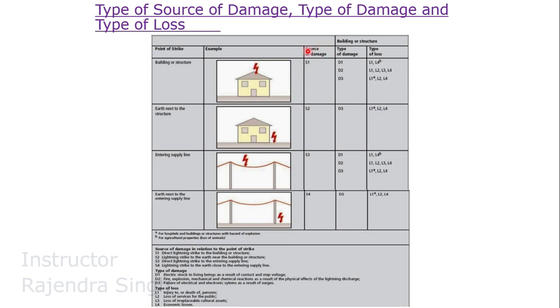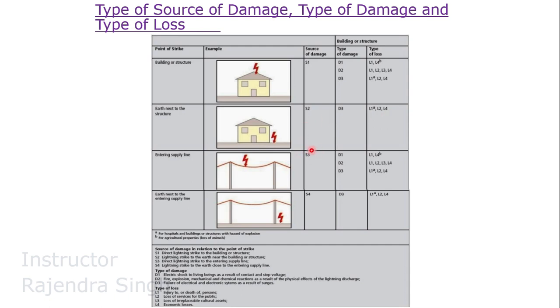Now, based on the source of damage S1, S2, S3 and S4, the types of damage are identified. If the source of damage is S1, it can give rise to 3 types of damage, which are D1, D2 and D3. Each damage can in turn result in a loss, which is L1, L4 for the D1 case. For D2, the losses can be L1, L2, L3 and L4. What L1, L2, L3, L4 represent, we will be seeing in our forthcoming slides. Similarly, damage D3 under S1 can lead to losses L1, L2 and L4. If the source of damage is S2, then the possible damage can only be D3, which can in turn lead to the losses L1, L2 and L4.